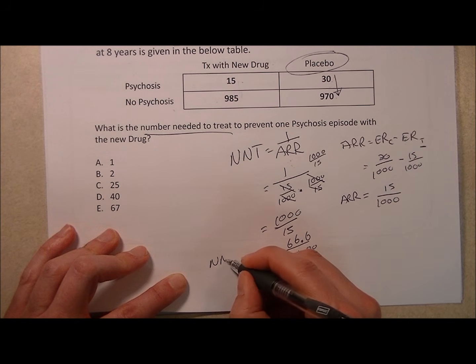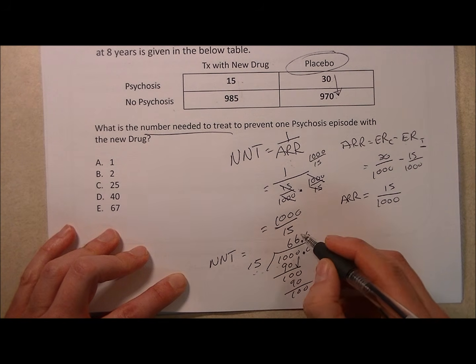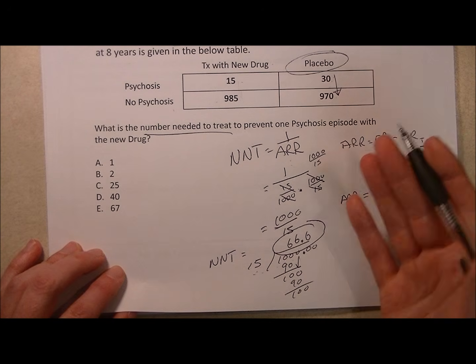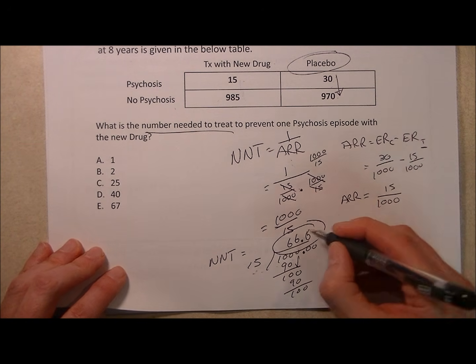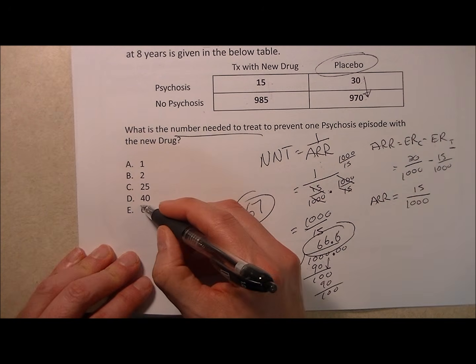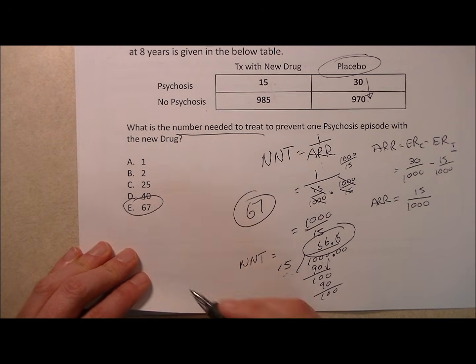So my number needed to treat is actually going to be 66.6, but if we're dealing in people, we have to round either up or down, and we're going to round up, so 66 is actually going to equal 67, which is going to be answer choice E.